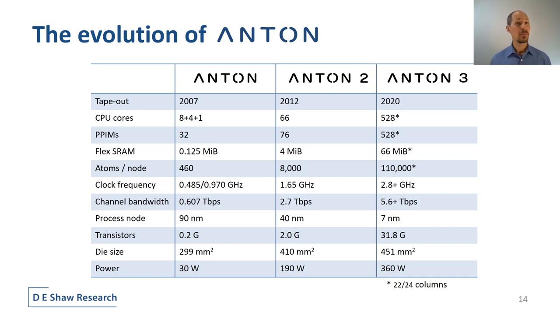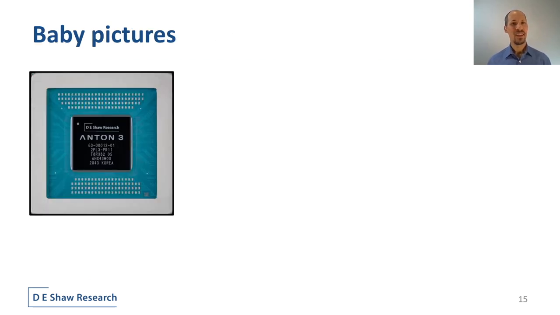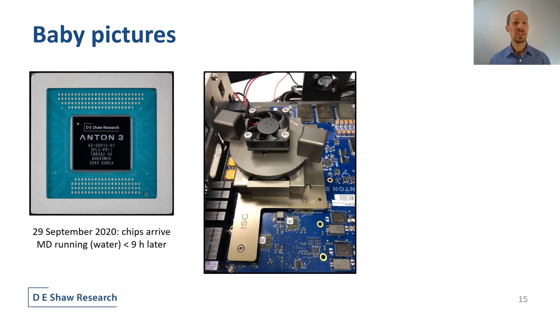Okay, now for the fun part, pictures. The Anton 3 chip taped out in the spring of 2020, not quite avoiding the earliest effects of the pandemic. Still, the first loose chips arrived on schedule in our lab on the morning of September 29th. Less than 9 hours later, we were running successful MD simulations of water boxes in socket test stations, kicking off our bring-up work.